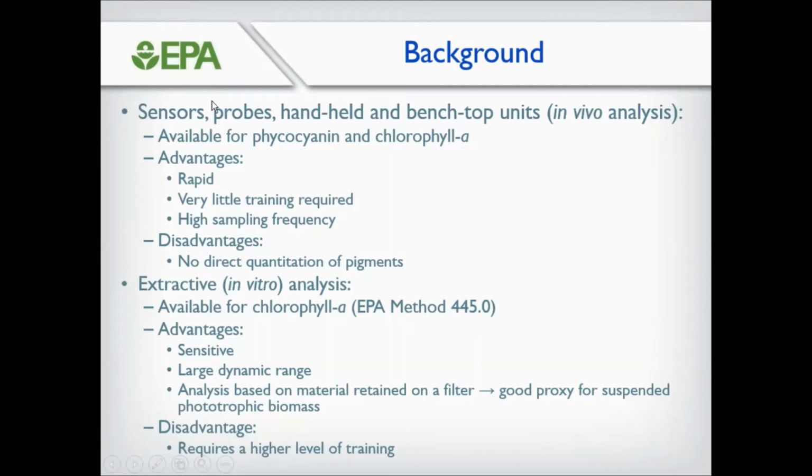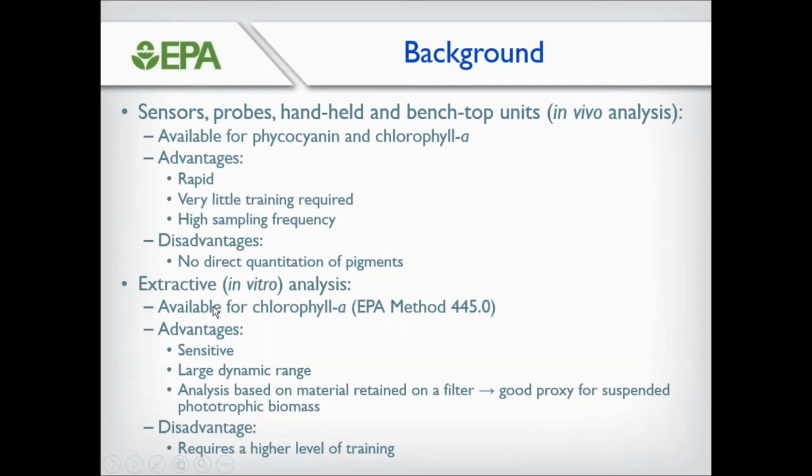So just to summarize, we have the sensors, probes, and handheld and benchtop units. They're available for phycocyanin and for chlorophyll A. The advantages are that they're rapid, very little training is required, and you can sample at a very high frequency. The disadvantage is that there's no direct quantitation of the pigments.